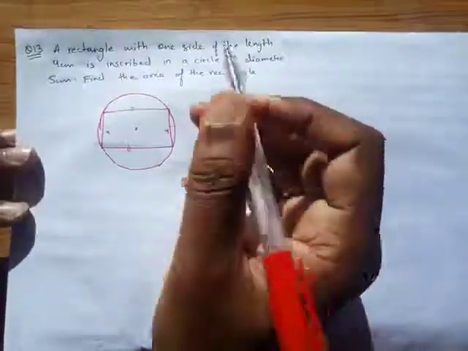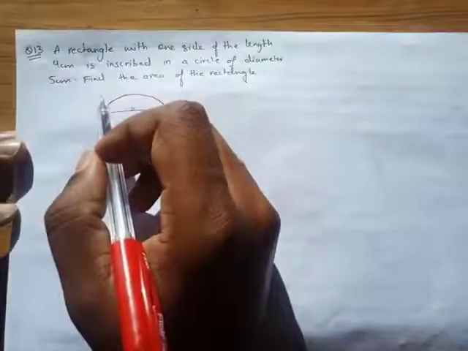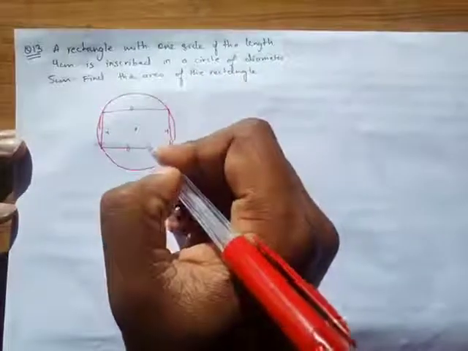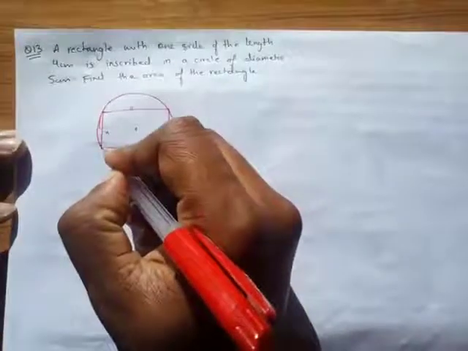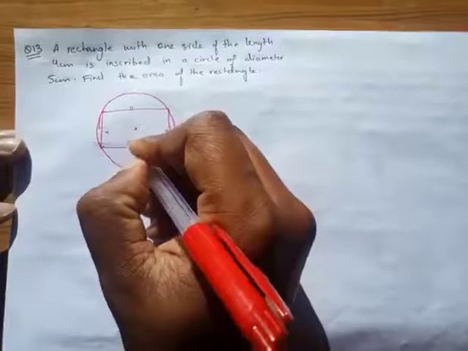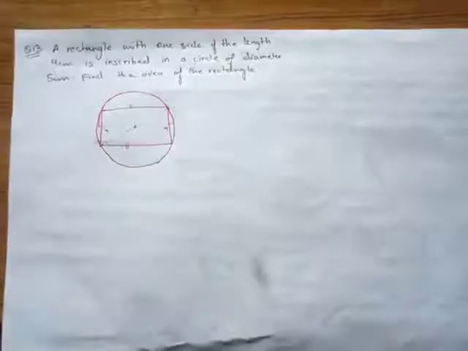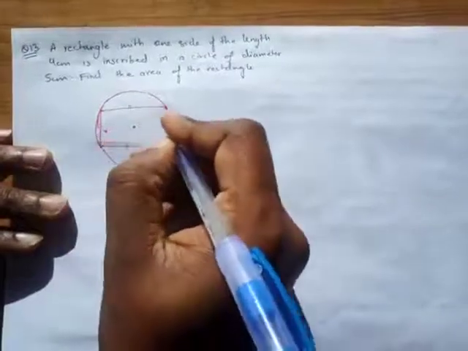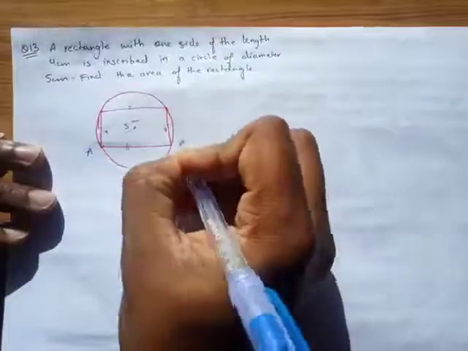Okay, and then inscribed in a circle of diameter 5 centimeter. How much is the diameter? My whole diameter is 5 centimeter. So diameter in a sense is that if I join this line and this line like this, this is 5 centimeter. If this side touches this side, this is the diameter. So my whole diameter is 5 centimeter. So I can name them A, B, C, D. But my job is to find the area of the rectangle.